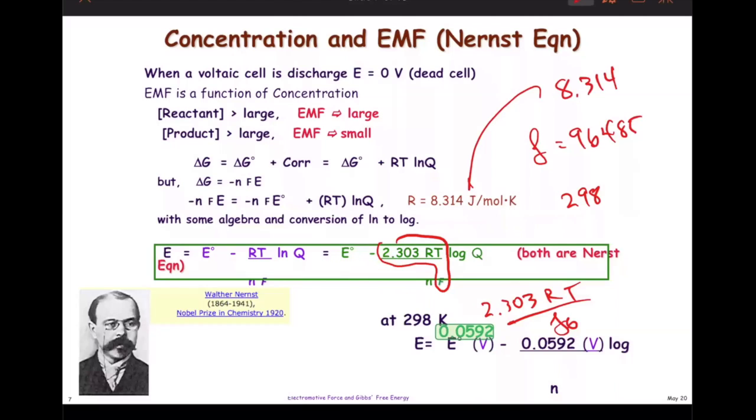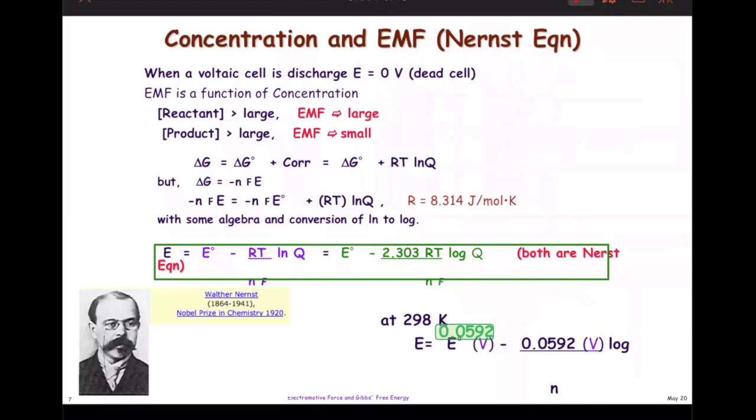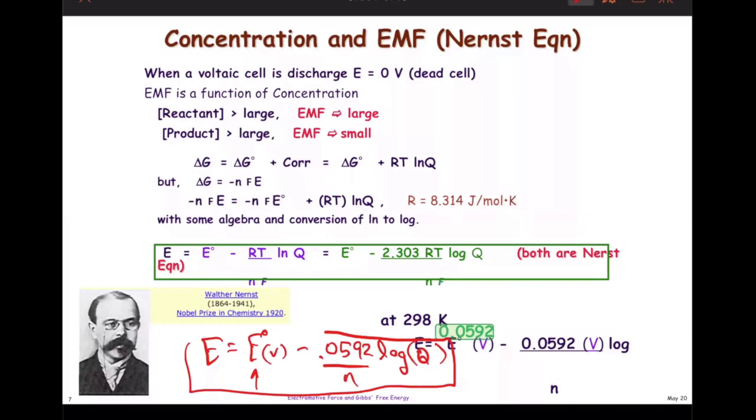And again, I apologize for the format messing up, but let me clean that up for you. E equals E0, that's the standard reduction potential, generally in volts, minus 0.0592 log base 10 Q over n. And that's because n varies. n is not a constant. n depends on the number of electrons exchanged. So this right here is the equation that we use a lot of times.